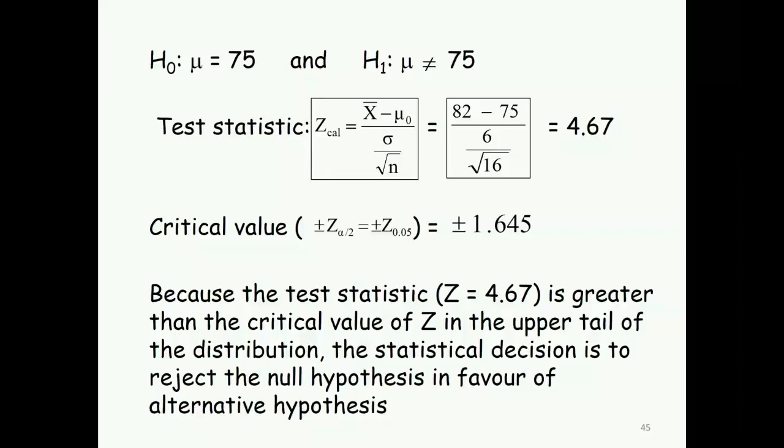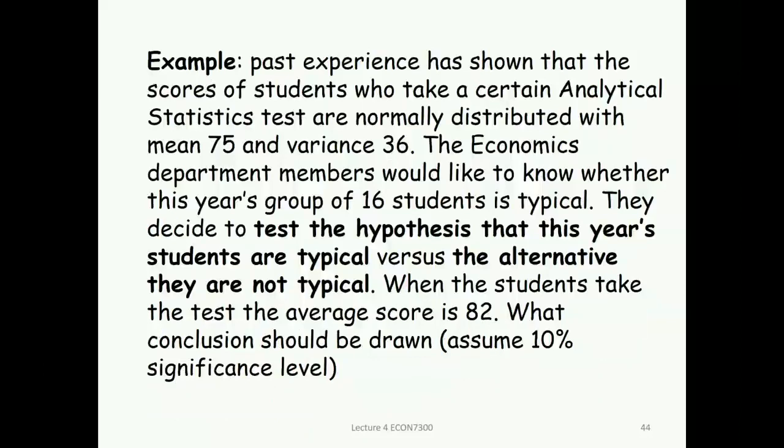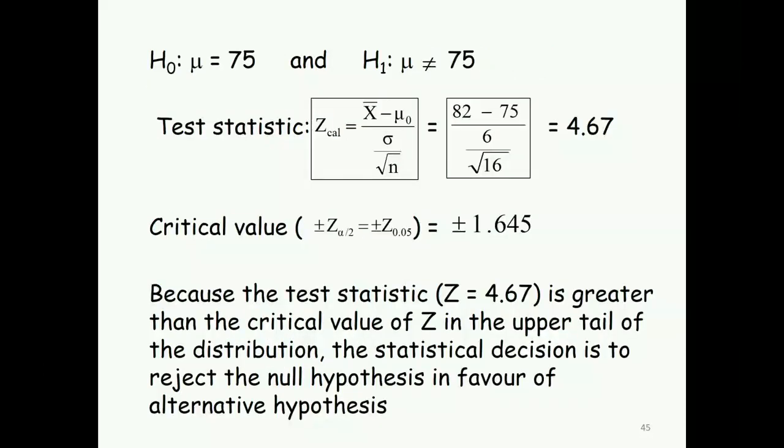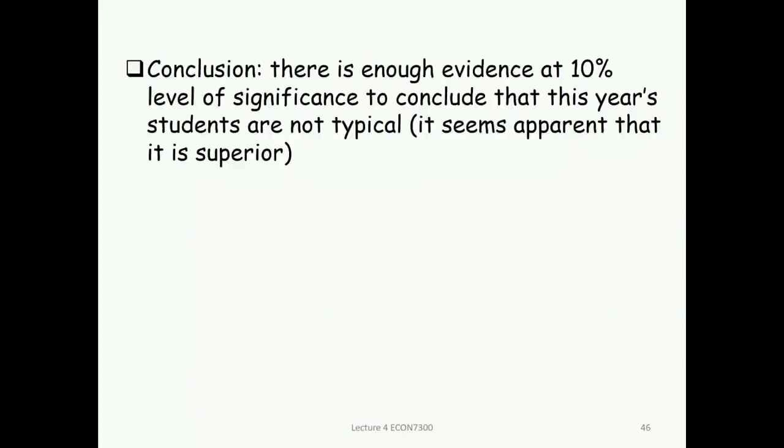My conclusion would be at 10% level of significance, there is sufficient evidence to conclude that the population mean is not equal to 75. If it were a one-tail test, we would probably conclude the same way, but it would be greater than 75. The statistical decision is to reject the null hypothesis in favor of the alternative hypothesis. There is enough evidence at 10% level of significance to conclude that this year's students are not typical.